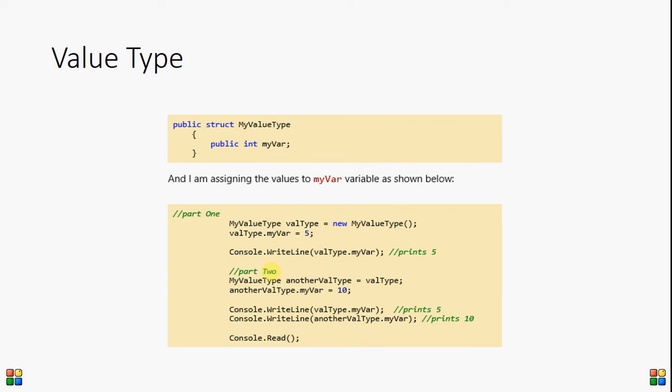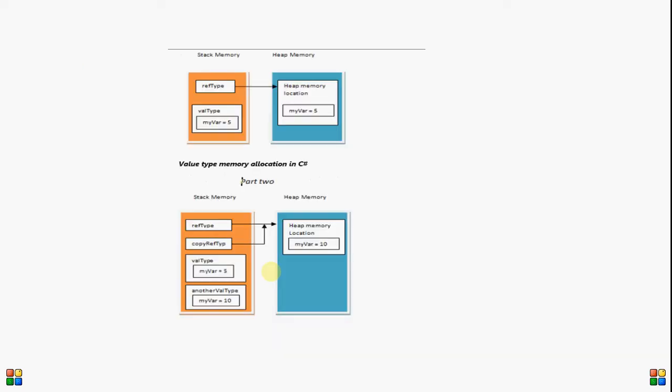Now it's a value type. In this, I declare one struct, MyValueType, with the same variable myvar, and I am assigning the value to the myvar variable as shown below. I assigned 5 to myvar, and after that I assigned the value 10 to the struct. Now let's see the stack memory and heap memory, value type memory allocation in C sharp.